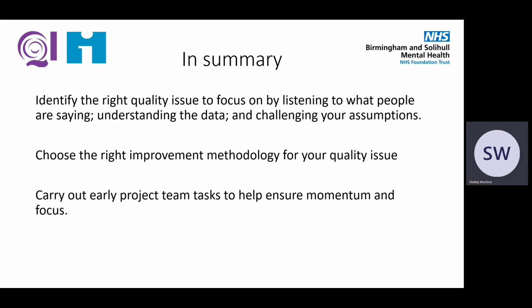In summary, identify the right quality issue to focus on by listening to what people are saying, understanding the data, and challenging your assumptions. Choose the right improvement methodology for your quality issue, and carry out the early project team tasks to help ensure momentum and focus. Getting these first few steps right will ensure you have a well-organised project team who are focusing on the right quality issue with a clear improvement plan in place.